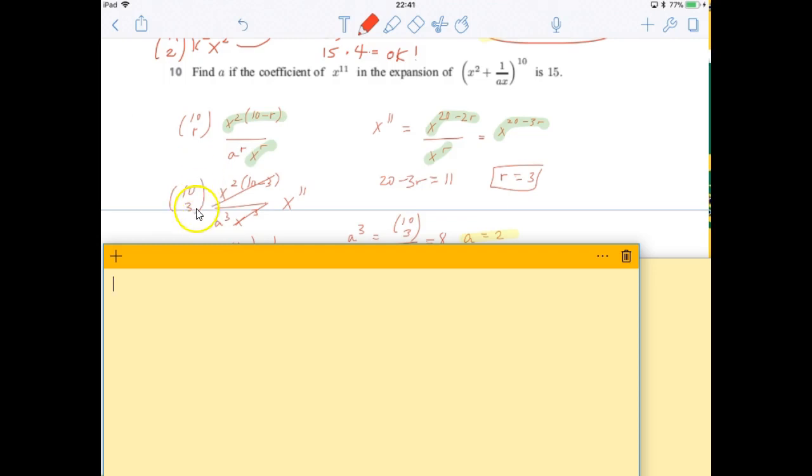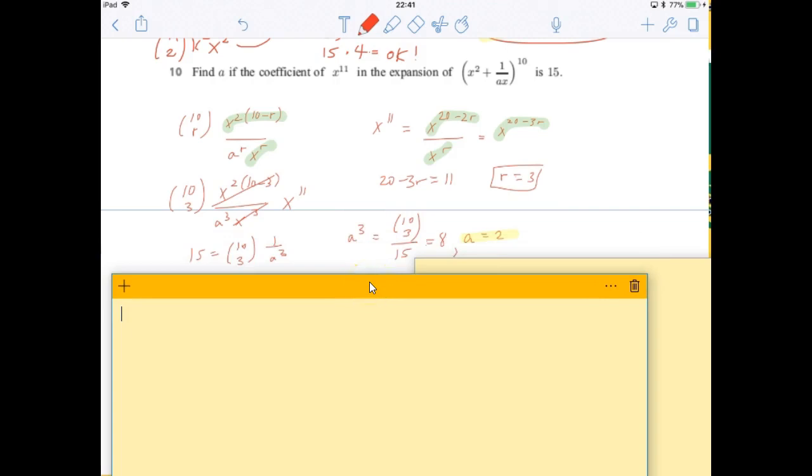10 chooses r becomes 10 chooses 3. X to the 2 times 10 minus r becomes x to the 10 minus 3, which is 7, times 2, which is 14. And on the bottom, we have x to the r, which is x cubed. So x to the 14th divided by x to the 3rd is x to the 11th. And wait, we just confirmed that indeed we found the term which has x to the 11th as the variable part.